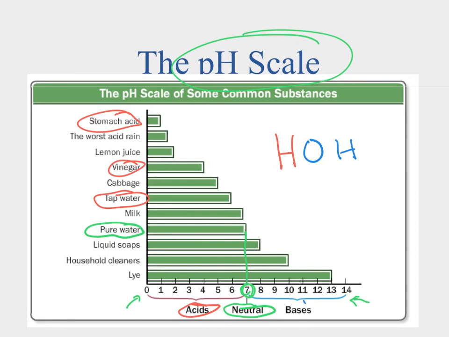Now our bases are going to have a pH greater than 7. Okay, so these ones here are going to be greater than 7, and things like our soaps are going to be in there, and then lye is a real strong one here. We talked about sodium hydroxide. Okay, so our pH scale goes from 0 to 14. Those with numbers lower than 7 are going to be acids, and those with numbers greater than 7 are going to be bases.